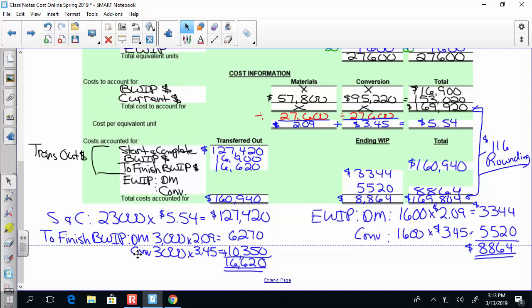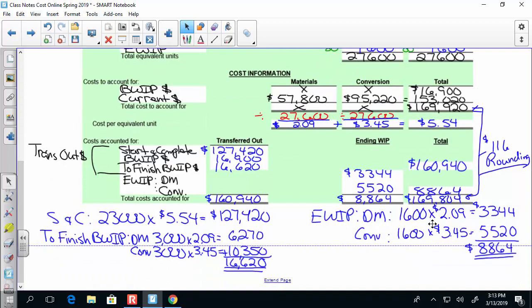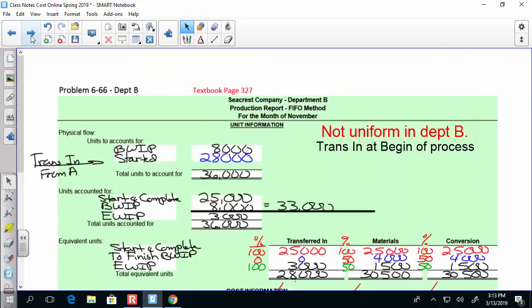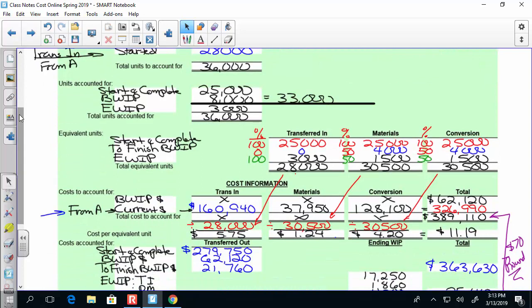Ending units, same process. What is the equivalent unit? 1,600 in both cases because it's uniform, and we multiply them by the rates, and that's what remains in this ending WIP account. If I go to Department B, again, not uniform because of the transferred in. So look for that information.